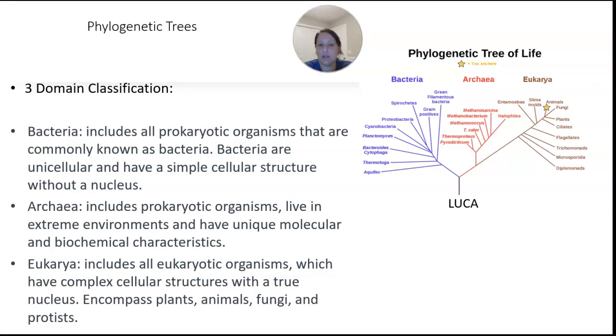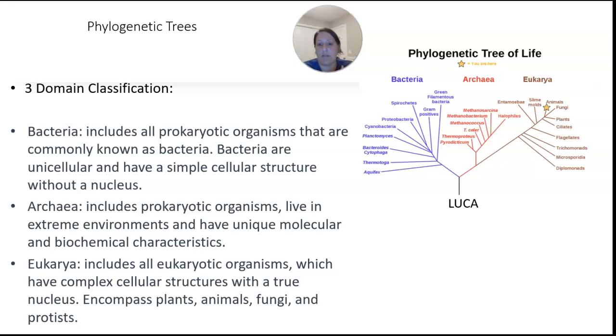So bacteria includes all prokaryotic organisms that are commonly known as bacteria. So again, that term prokaryotic means no nucleus, no other membrane-bound organelles. Okay, bacteria are unicellular. They're composed of just one cell. They do have DNA. Just because they don't have a nucleus does not mean that they don't have DNA. Their DNA is circular, which is different from ours. Ours is linear.